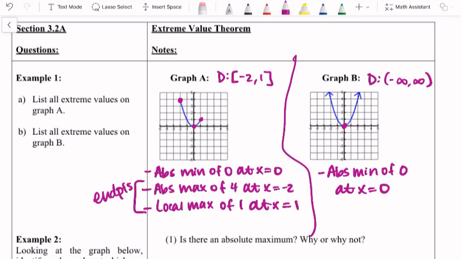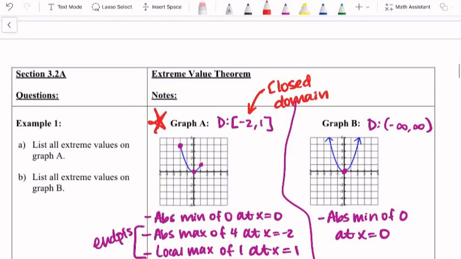Okay, so looking at these two different graphs, only one of them is going to apply to the extreme value theorem. Can you guess which one? Well, it's going to be graph A. The reason being is that we have a closed domain, A B. That's a C, closed domain.